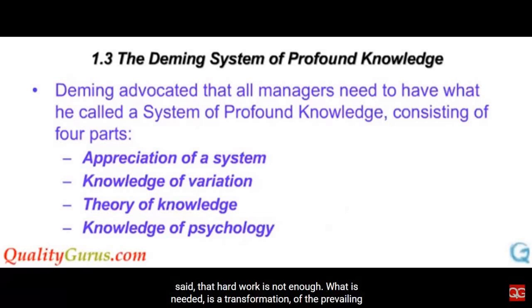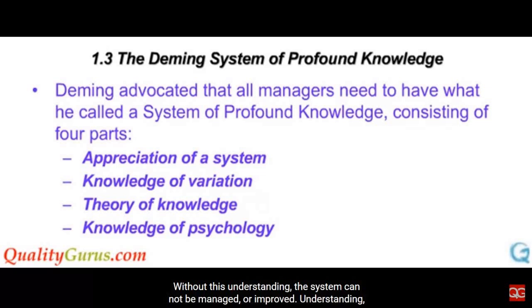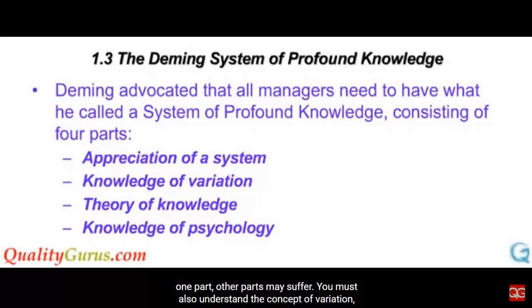Dr. Deming said that hard work is not enough. What is needed is a transformation of the prevailing style of management. A leader must understand the system he or she is attempting to manage. Without this understanding, the system cannot be managed or improved. Understanding that all the parts of a business are related in such a way that if you focus on optimizing one part, other parts may suffer. You must also understand the concept of variation, which includes common cause and special cause. Problems arise when management reacts to common cause as if it were special cause variation.